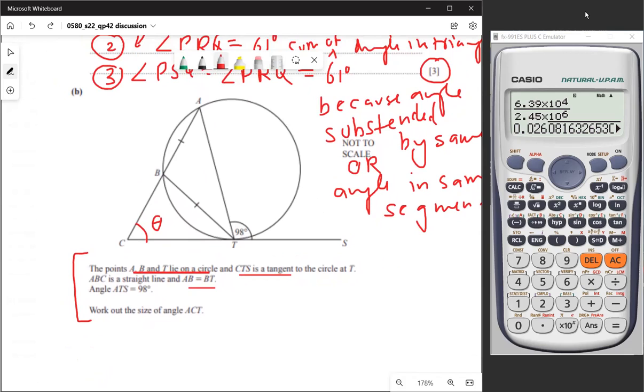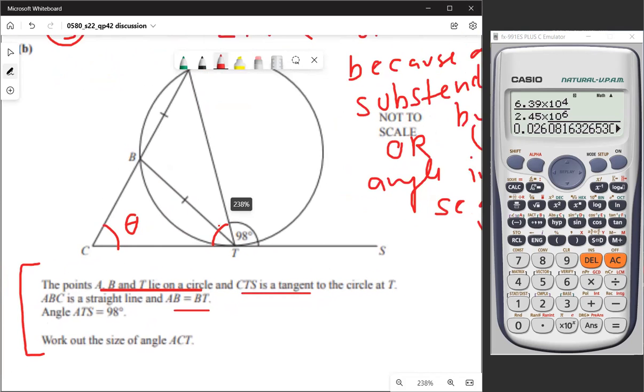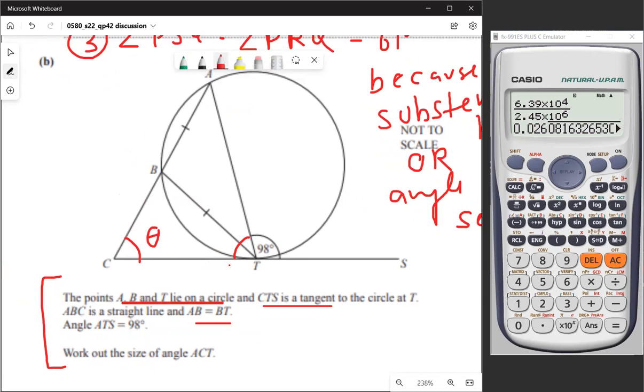Now tell me, if you have a tangent and a triangle like this, you need to realize that this angle right here is going to be how much? The whole thing is 180 degrees. It's a straight line.